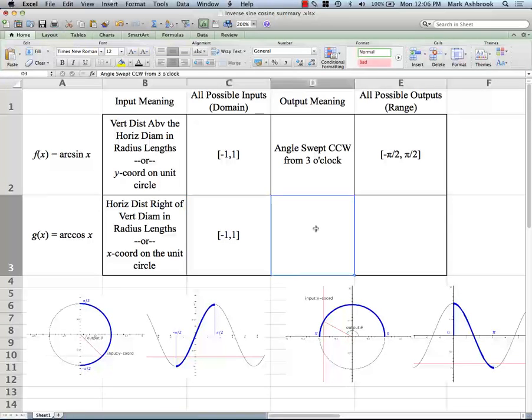What about the meaning of the output of arc cosine? Frank? Yep. And what are the possibilities for that? If we want to hit every x-coordinate from negative 1 to 1, then what range of angles gives us just one angle for every one of those? 0 to pi, the top of the circle there, 0 to pi.